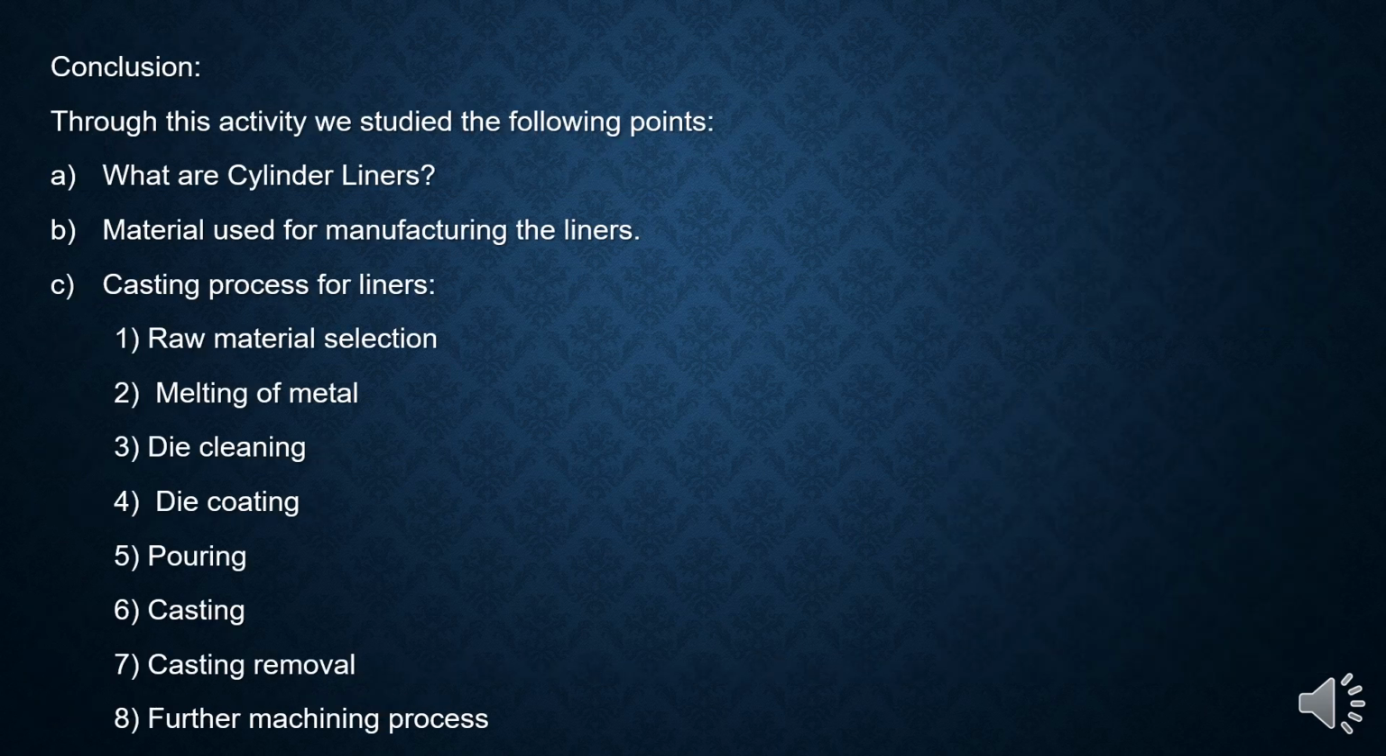So finally, I conclude that through this activity, we studied the following points. First is what cylinder liners are. Second is the materials used for manufacturing the cylinder liner. Next is the casting process. In the casting process, starting from raw material selection, melting of metal, die cleaning, die coating, pouring, casting removal, and further machining processes which are carried out. All these we studied.